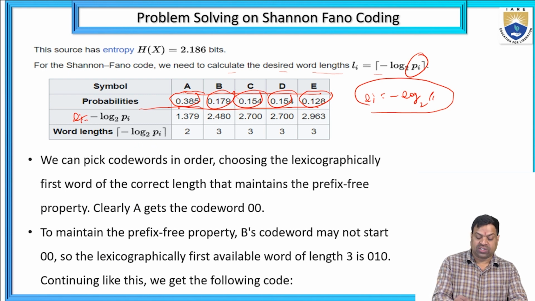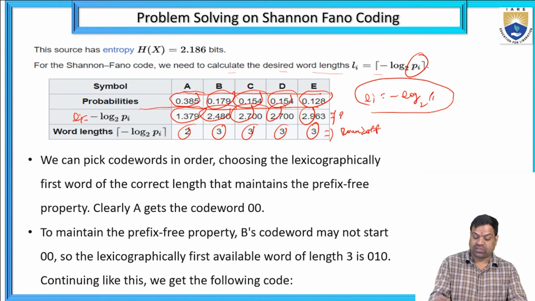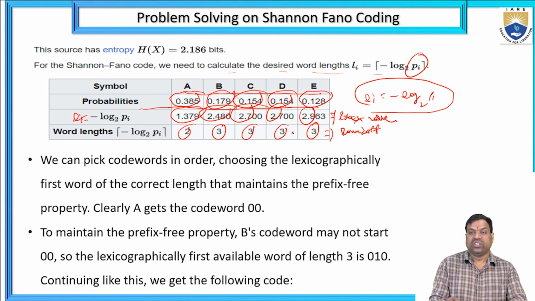So 1.3 is around 2. 2.4 is nothing but 3. 2.7 is 3, since 2 point something means 3. 1 point something means 2. 0 point something means 1. So 2.9 is nothing but 3. It is like a round-off value, while the earlier one is the exact value. So the word lengths are 2, 3, 3, 3, 3, like this.